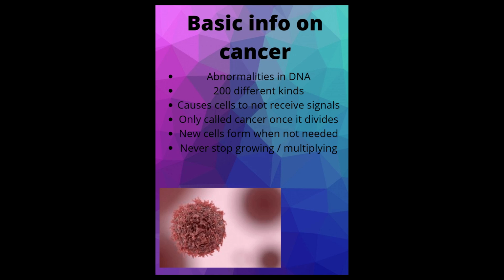Now, let's get into some basic info on cancer. As I said earlier, it's formed from abnormalities in DNA. As far as we know, from the kinds that we have observed, there are about 200 different kinds. Cancer causes the cells to not receive signals, and this is part of the reason why cancer continues to survive, because it does not receive the signal to stop working and to do apoptosis. It is only called cancer once it starts to divide and new cells form when not needed. This is how tumors are formed. They never stop growing or multiplying.